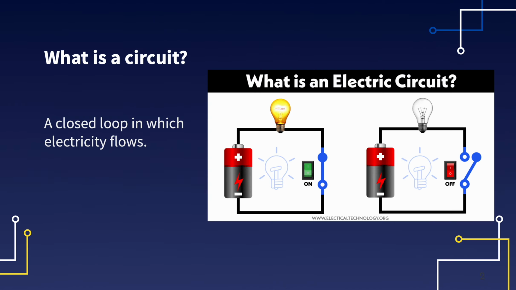Now, what is a circuit? A circuit is a closed loop in which electricity flows. So let's take a look at this diagram. In this diagram, the black lines represent the cable or the wires that are connecting the circuit. And it's like in a closed loop because all the wires are connected to each other and they're in like a cycle.